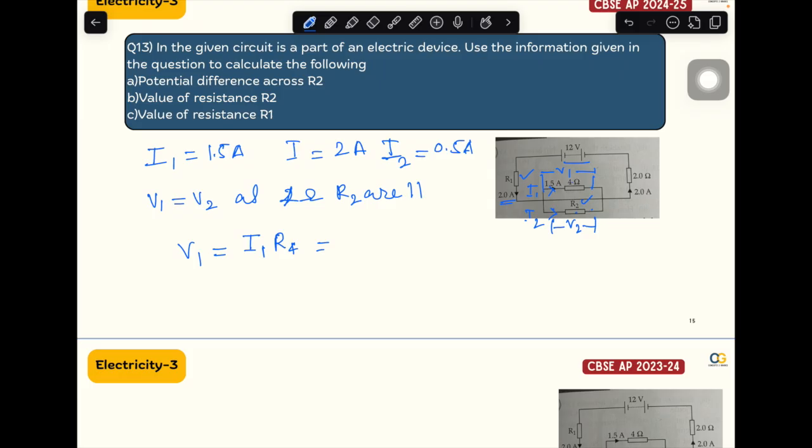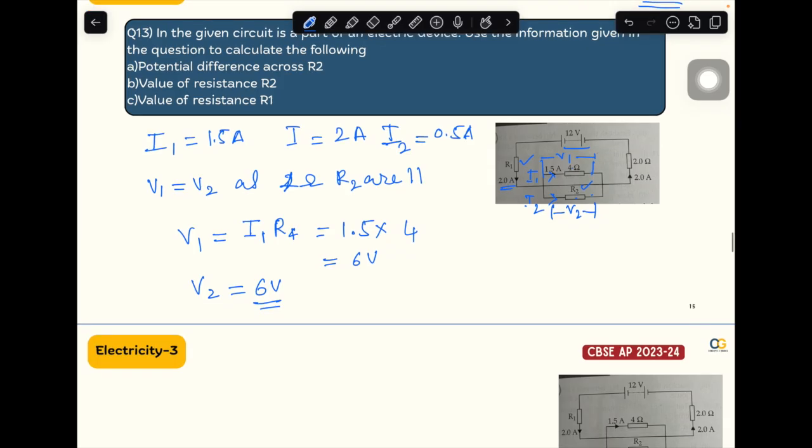So I'll write R4 because there is no mentioning here. So I'll write 1.5 into 4 ohms. So this 1.5 into 4 ohms is 6 volt. So my V2 will also be equal to 6 volt because they are parallel. Whatever voltage is here, same voltage will be here.